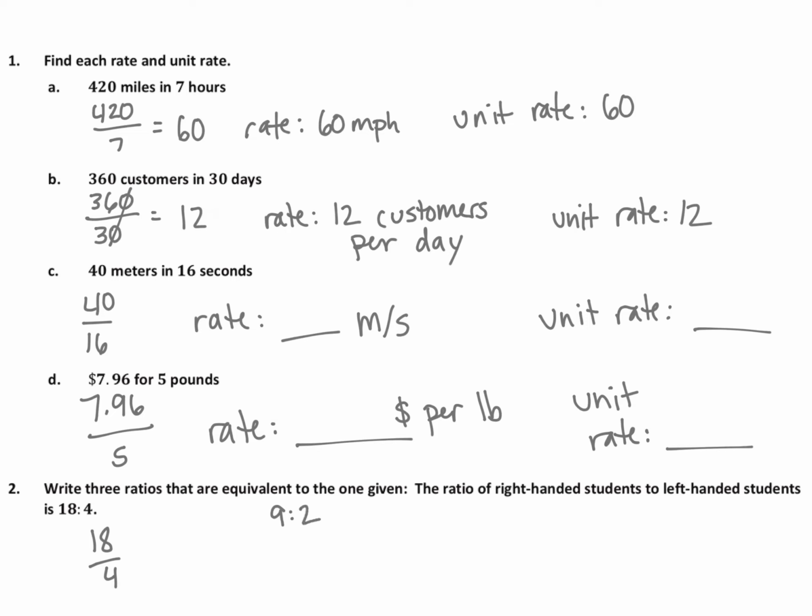Or we could go up as well. We could multiply by 2, and that would give us 36/8. We could also do by tens, and that would give us 180/40. You could do 100s, you could be doing 1,000. As long as you do the same thing to the top and the bottom, or in this case the left and right side of the ratio, they will remain equivalent ratios. Don't forget to fill in with your work here, here, here, and here.